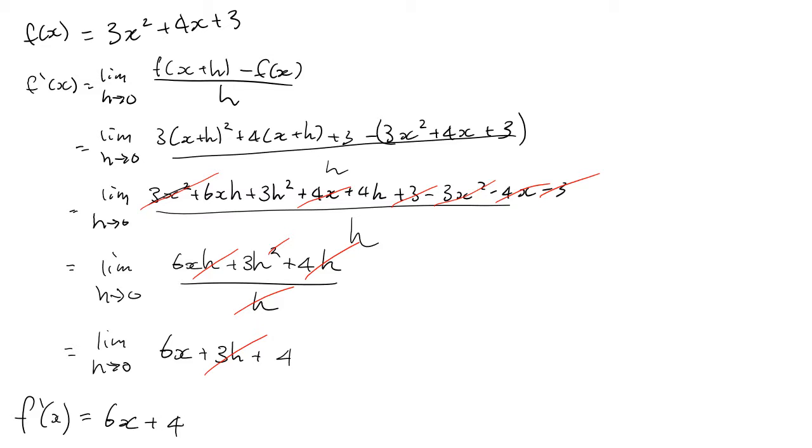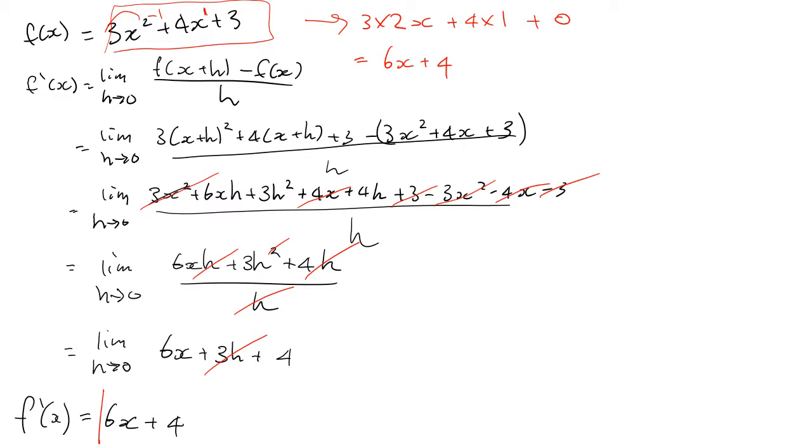Now there is an easier way to find the derivative, but you will need to know how to use first principles, because it usually comes up in your exam. Now the faster way is to just move the power here, so it's 3 times 2, and then subtract 1 from the power. Then 4x is x to the power of 1, so move that to the front, 4 times 1, and the x goes away, and the constant is 0. So our derivative is 6x plus 4, which is the same as this, but we'll talk about that in another video.